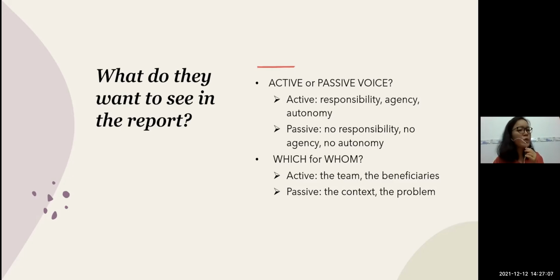And then which one do we use for whom? For the active, we use it for the team or the beneficiary. And for the passive voice, we usually use it for the context or the problem. For example, with COVID-19, of course, there is a travel ban.